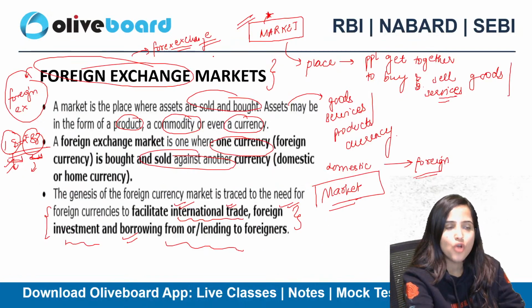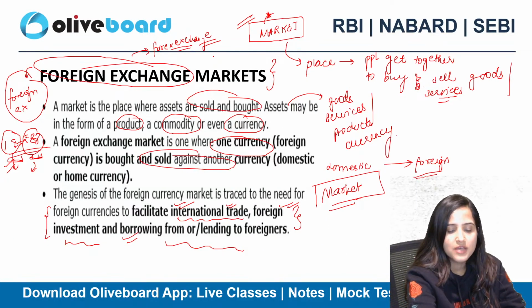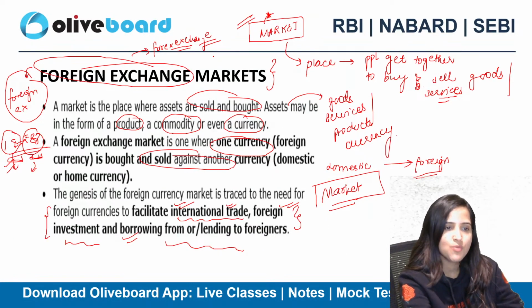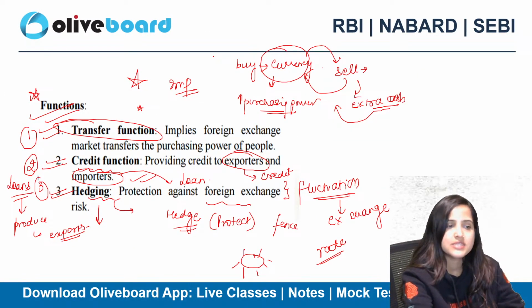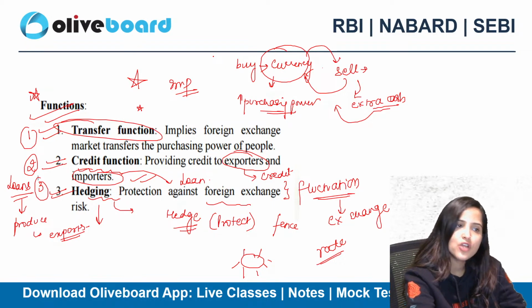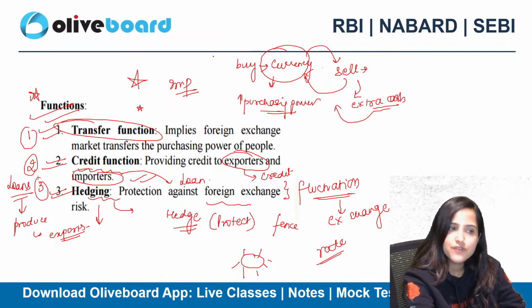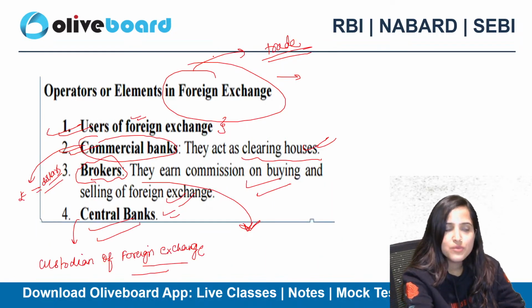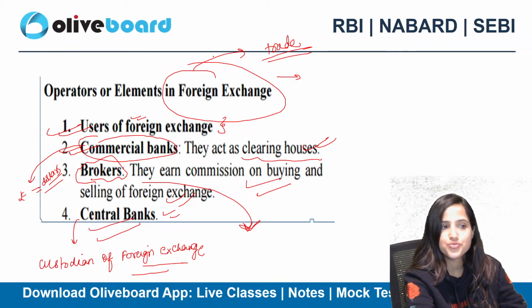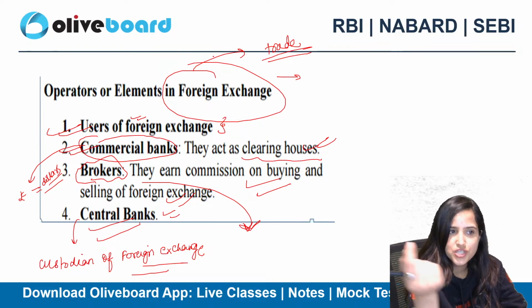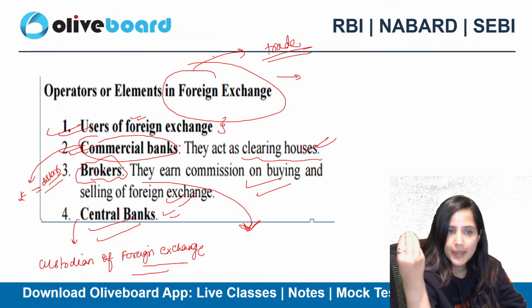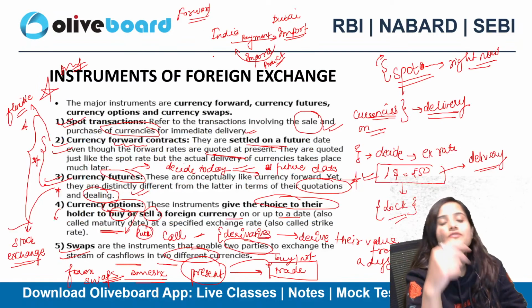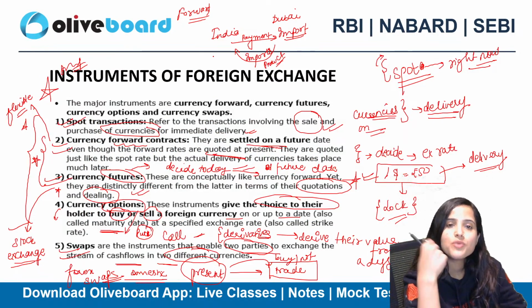So this was our topic, foreign exchange markets. So it is a market where one currency is bought and sold against another currency. That is what is a foreign exchange market. इसके हमने functions किए, which is transfer function, credit function, hedging function, ये सब हमने देखा. Then we saw who are the operators or who are the elements in foreign exchange market. They are the users of foreign exchange, the commercial banks, the brokers, the central banks, ये सब है. ठीक है.